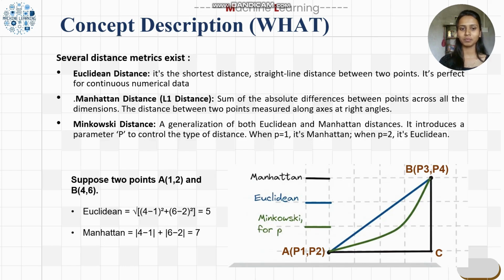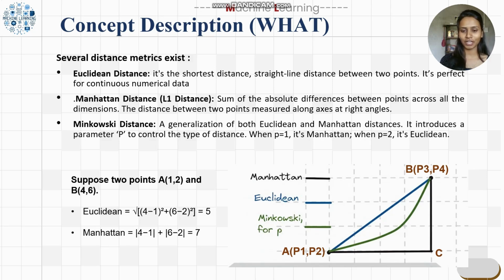Then the third one is Minkowski distance. It is basically a generalization of both Euclidean distance and Manhattan distance. It introduces a variable p. If the value of p is 1, then it works as Manhattan distance, and if the value of p is 2, then it works as Euclidean distance.